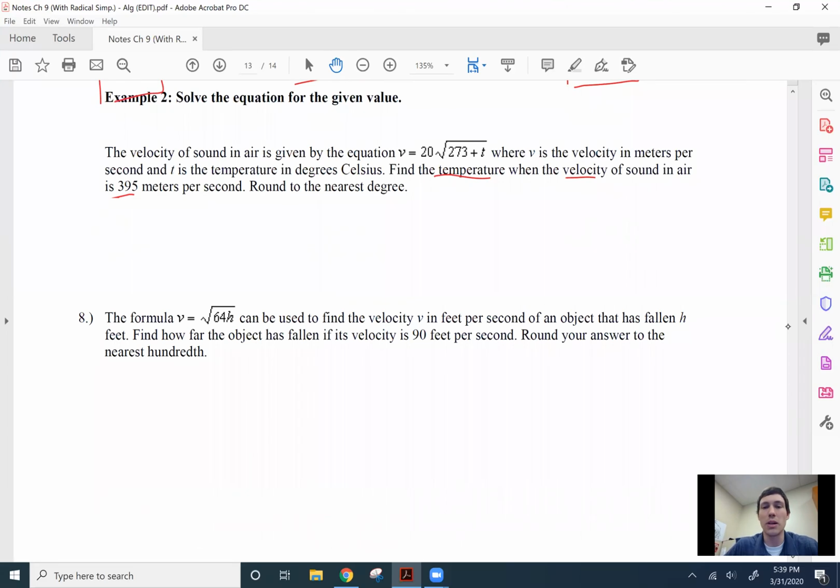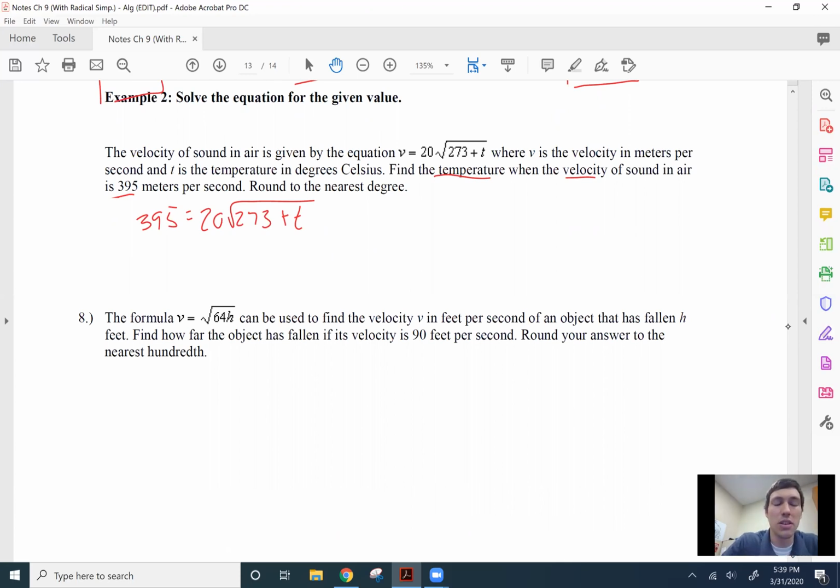Anytime you have a word problem like this and it says find this when given this, it just means plug that number in and solve for the other variable. So in this case, if it says velocity is 395, guess what I plug in for v? 395 equals 20 square root of 273 plus t. I actually love when they use t's and plus signs, especially with my terrible handwriting. But we'll figure it out.